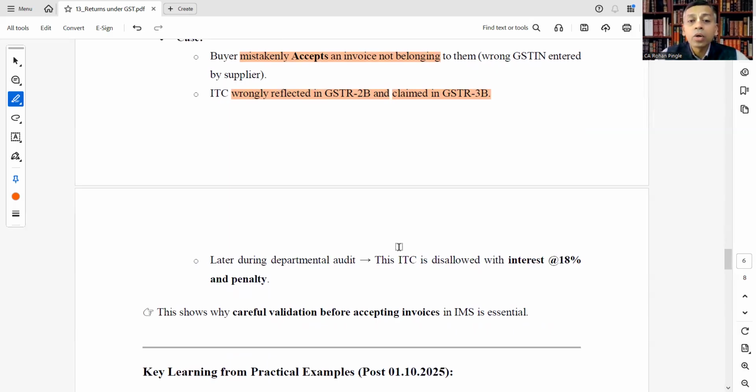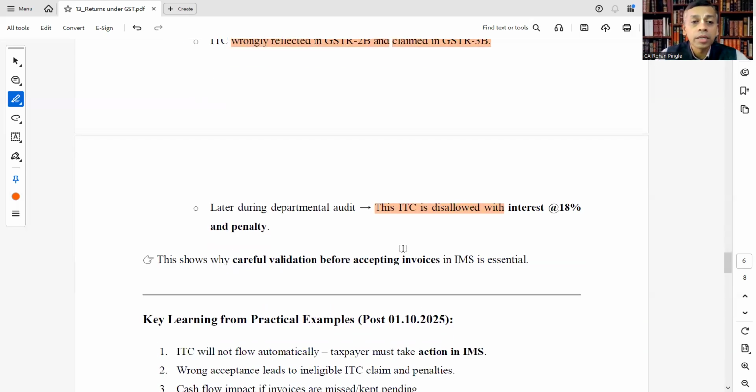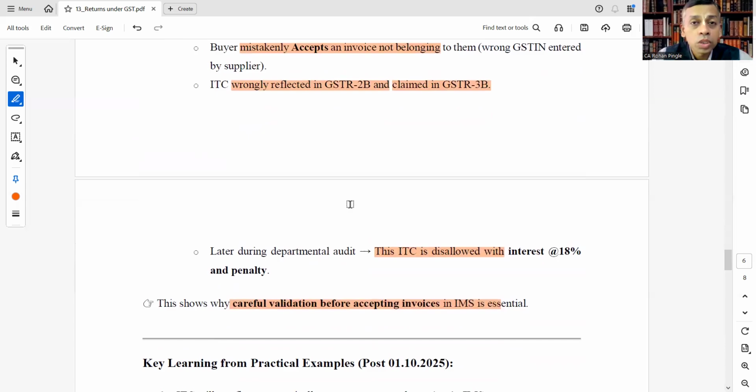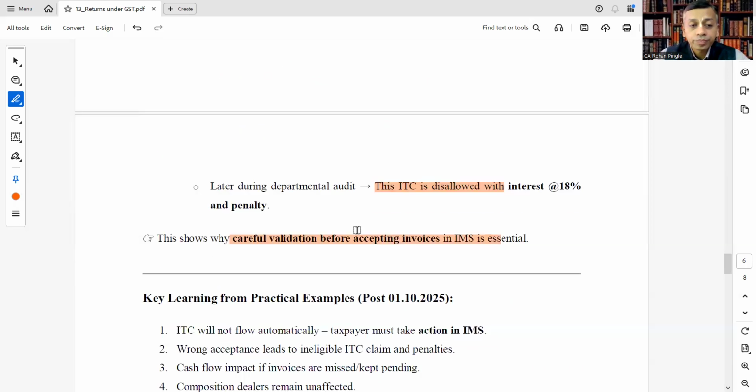Later, during a department audit, this ITC is disallowed, with what? Interest at the rate of 18% and penalty. This shows why careful validation before accepting invoices in IMS is essential. So you have to be very careful. You have to train your staff and your articled assistants while dealing with this. Now the new system is applicable, so be very careful while accepting the ITC populated through GSTR-1 by the supplier. That care also needs to be taken.